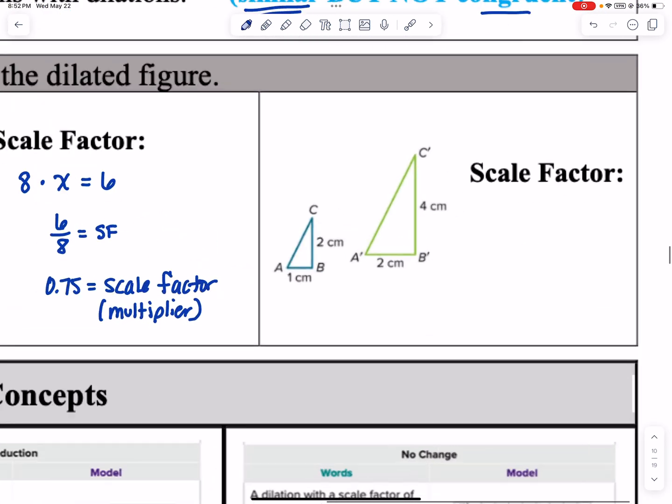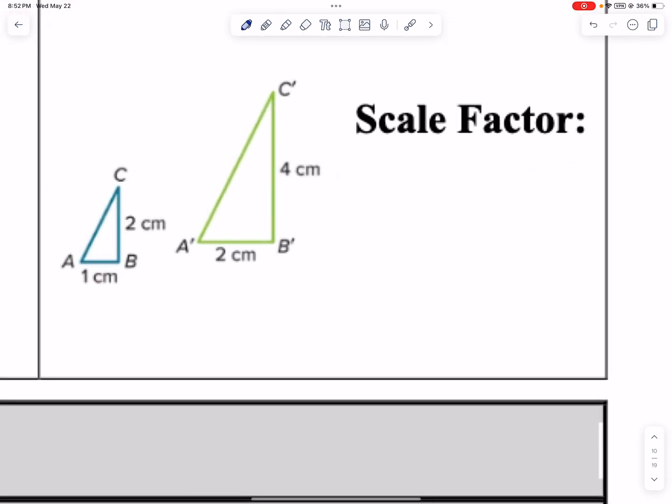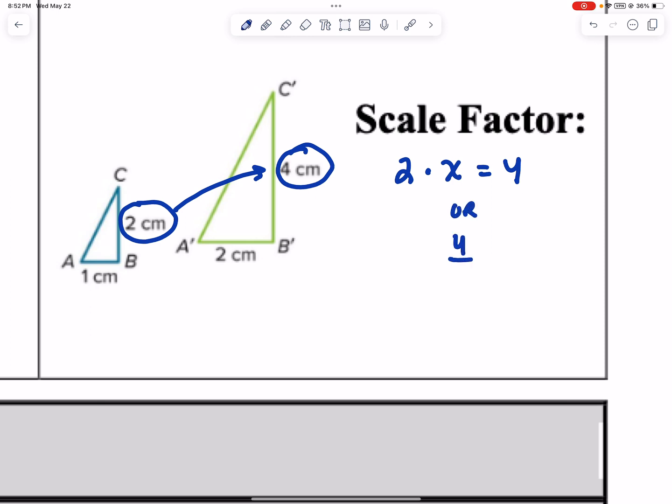Let's go ahead and figure out the scale factor here. I noticed the prime, so I'm going from the 2 to the 4. We could look at the 2 to the 4. We could also look at the 1 to the 2. However you want to do it is fine, it doesn't matter. Option 1 is 2 times what equals 4, or we can say 4 divided by 2 equals the scale factor, or x.